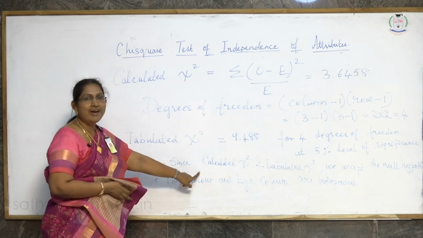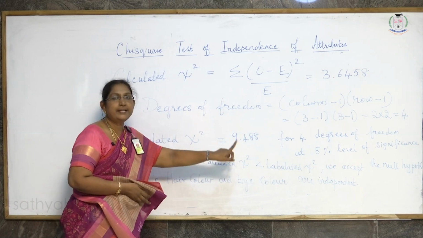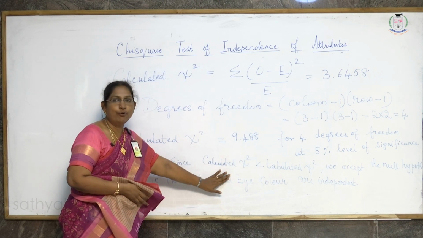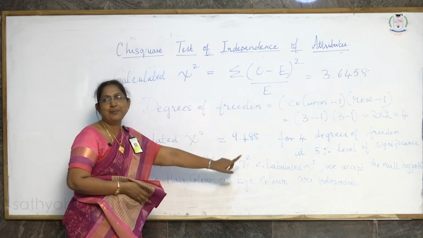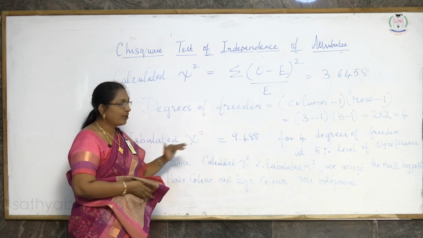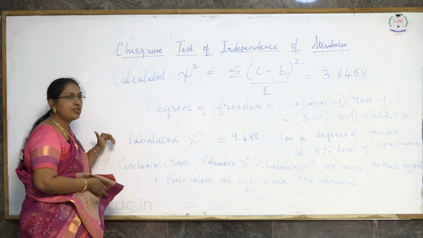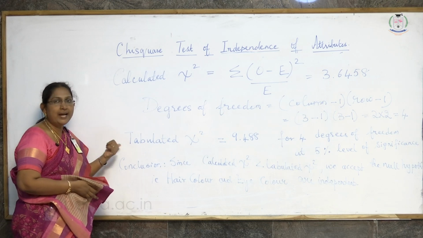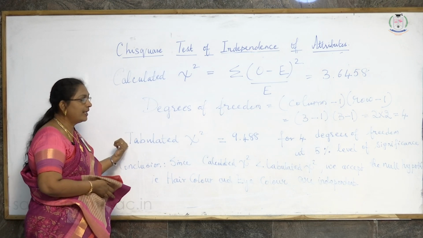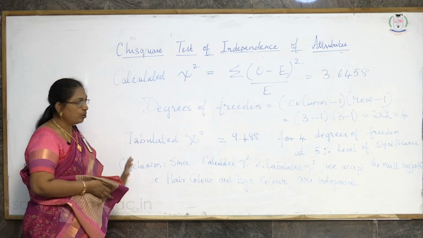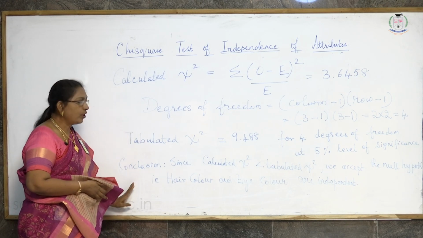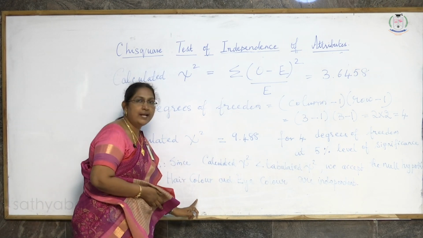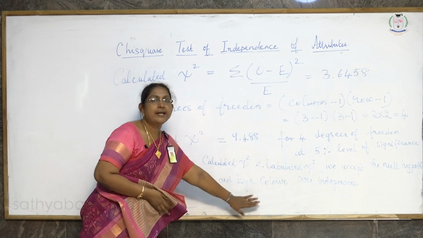The calculated value is less than the tabulated value. Therefore, we will accept the null hypothesis H naught. Now, coming to H naught, what is H naught? What have we set as H naught? H naught, we have said that eye color and hair color are independent. So, we can accept the hypothesis that your hair color and eye color are independent.